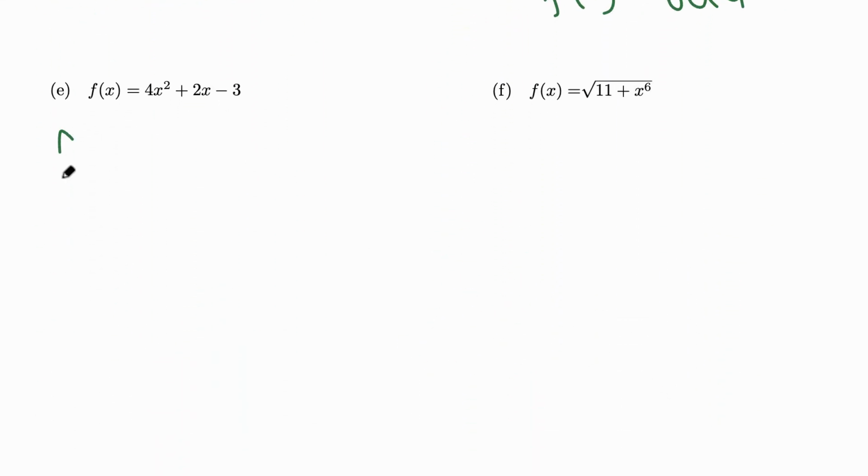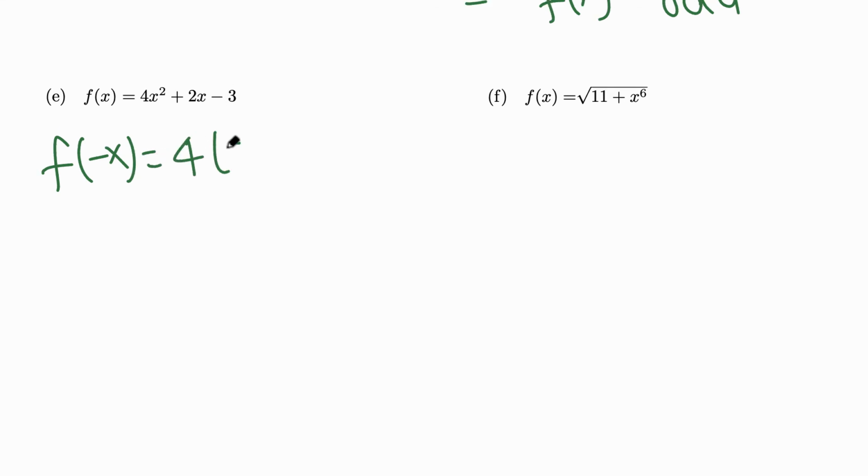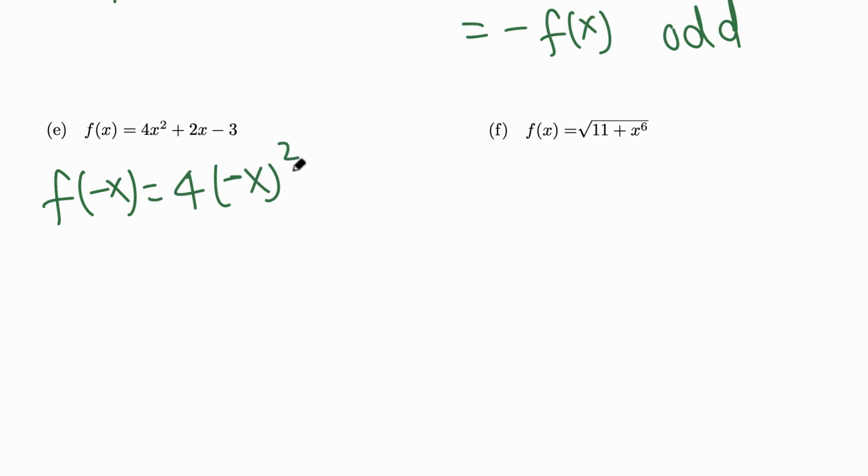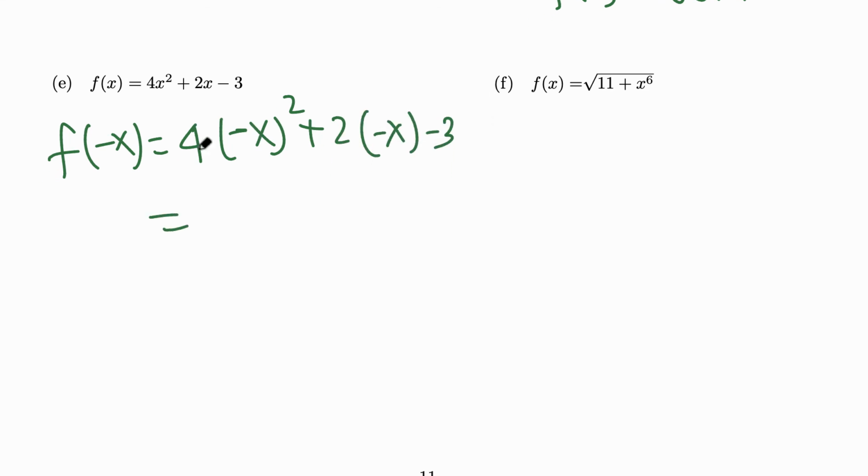Now let's do the same thing here. Replace x by negative x. 4 times negative x squared plus 2 times negative x minus 3. Negative squared is positive, so this is 4x squared. 2 times negative x, negative 2x minus 3. And this is not like this. And even if we factor negative out, we are not going to get this either.